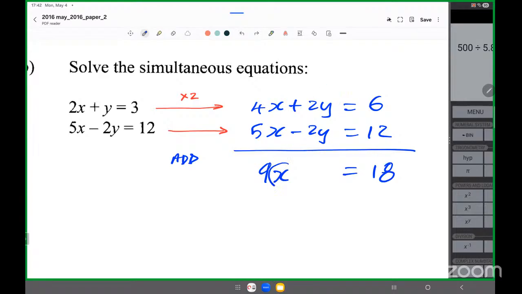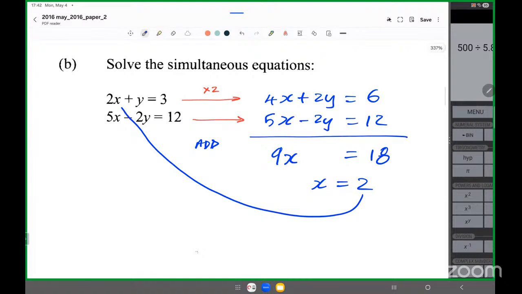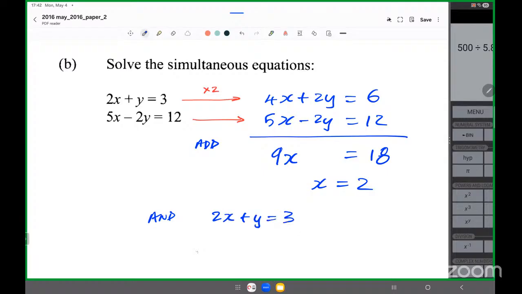And to find x now, just divide by the 9. 18 divided by 9 is 2, so x equals 2. In order to find y, you can take this x equals 2 and substitute it back into this one right here. So I'm simply going to say, let me show what I'm substituting, 2x plus y was equal to 3. So 2 times 2 plus y is equal to 3.